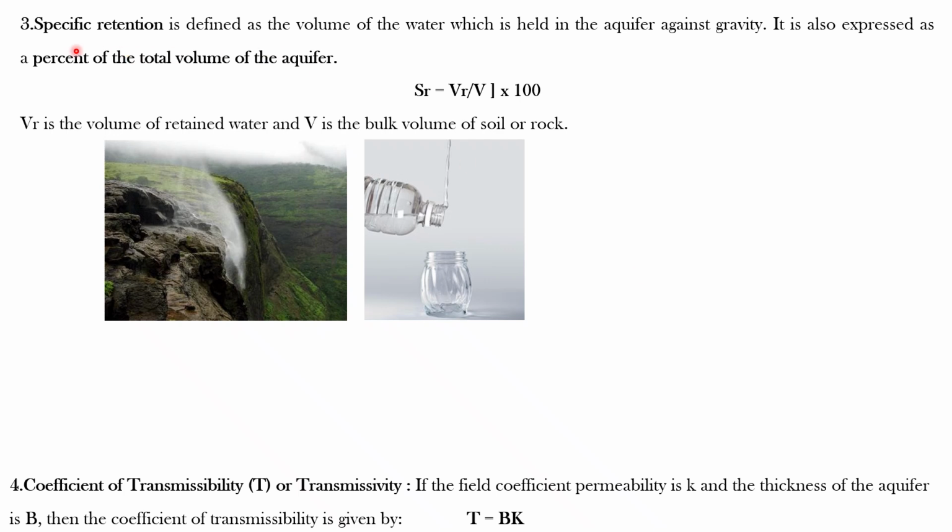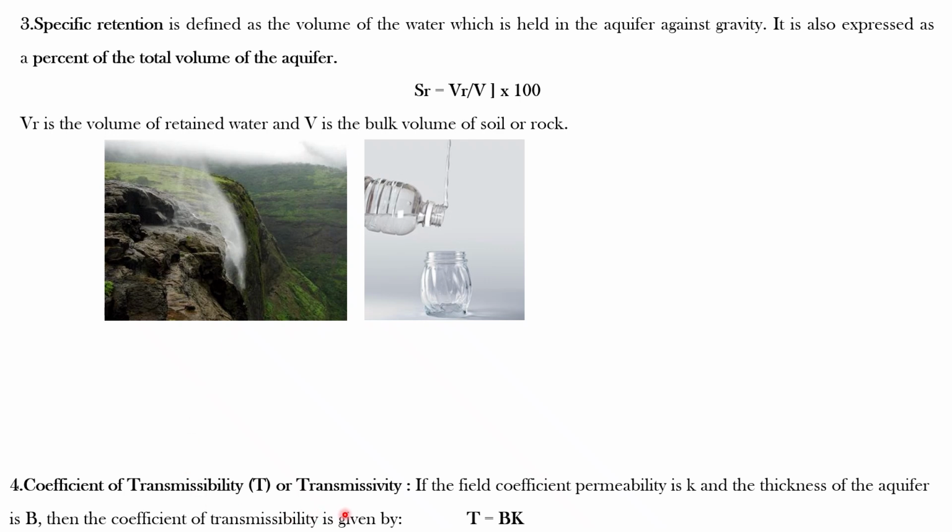The next property is specific retention. This is the amount of water that remains in the soil or rock even after gravity has drained it completely. The formula is Vr by V into 100. Here Vr is the volume of the retained water and V is the bulk volume of the soil or rock, that is, the total volume of the soil or rock. Some water will stick to the particles due to adhesion. It cannot be extracted. So specific yield plus specific retention, if we combine both, you will get the total porosity.